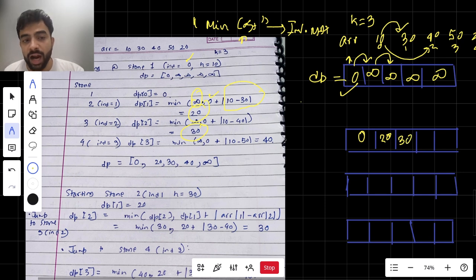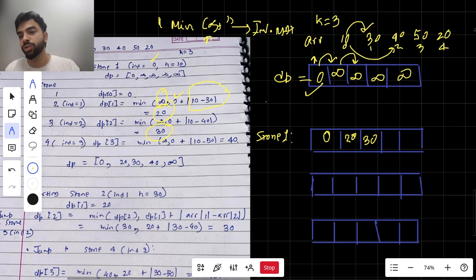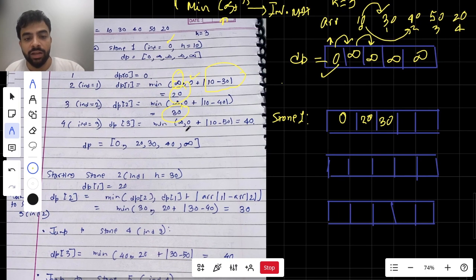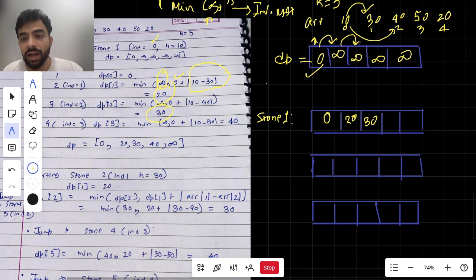Okay. This is for starting at stone 1. I can write stone 1 over here as well. All possible combinations from stone 1, all possible ways I can go from stone 1 till the end. Similarly, I am going to do it for the rest of the stones as well, right? So let us take the last jump I can make. The last jump I can make is from 10 to 50.